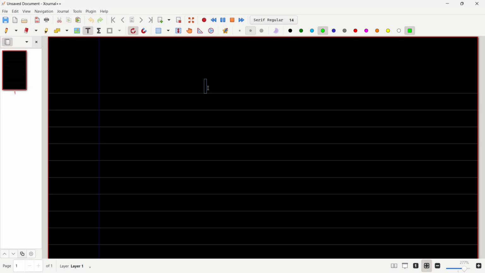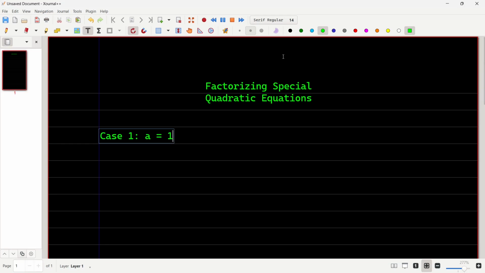So first off, I'm going to put the title. Right, and we'll start off with case 1. Case 1 is when a is equal to 1. Put that in blue. All right, and we're going to have this note here.